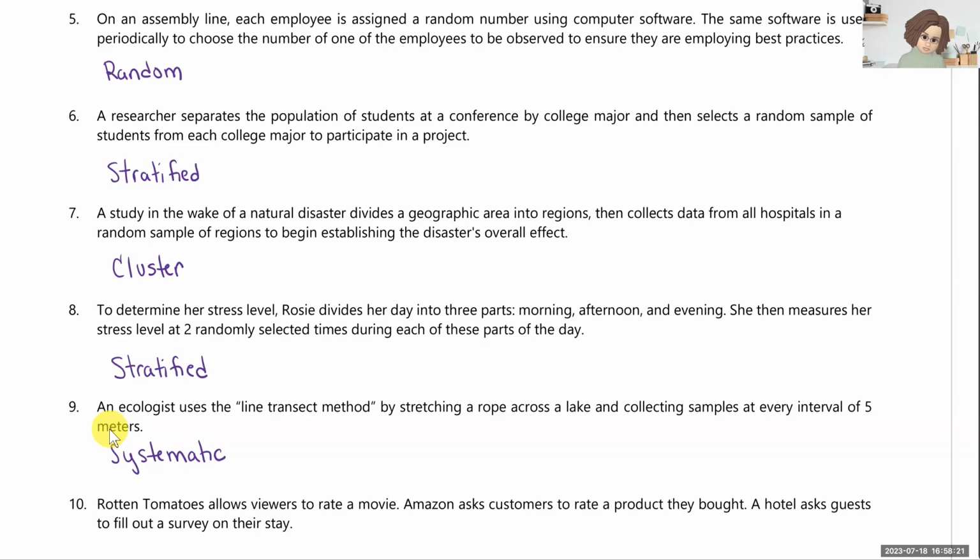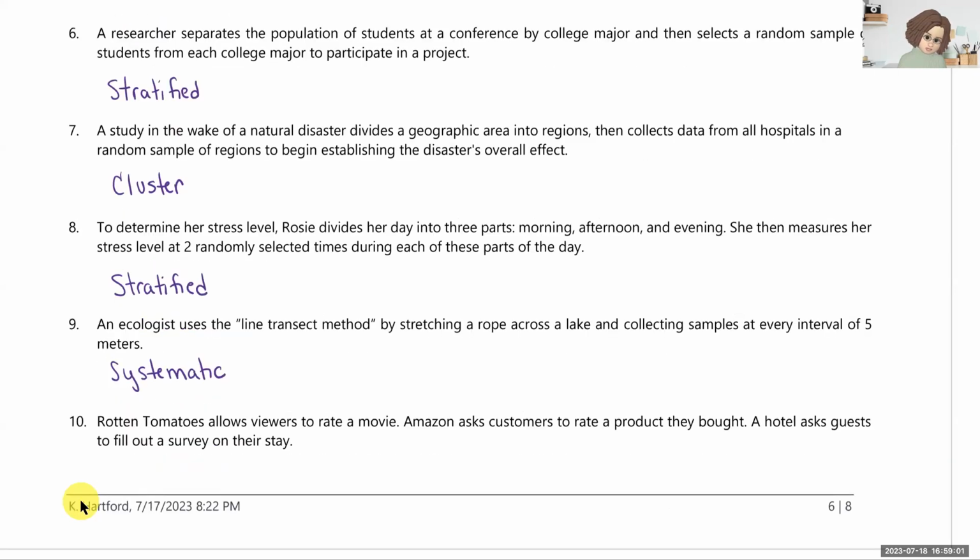And then finally, we end with kind of a few examples thrown together. So number 10, Rotten Tomatoes allows viewers to rate a movie. Amazon asks customers to rate a product that they bought. A hotel asks a guest to fill out a survey on their stay. So in all cases, these are convenience samples. So they're not making an effort to get an equally likely representation of their customers. They're just simply asking people, hey, would you please participate in our survey or rating? So that is convenience in all cases.